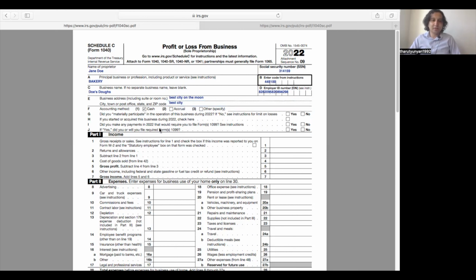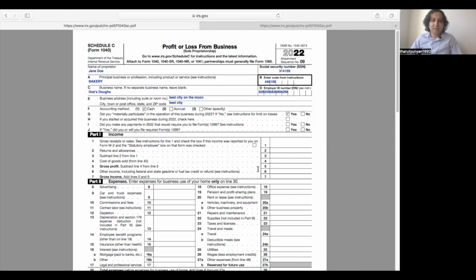Now, did you materially participate in the operation of the business during 2022? Now, in most cases, the answer is yes. You were involved in the business. If you started the business in 2022, check here. Now, obviously, if you started in 2022, you would say yes. Let's say she had the business for a while.